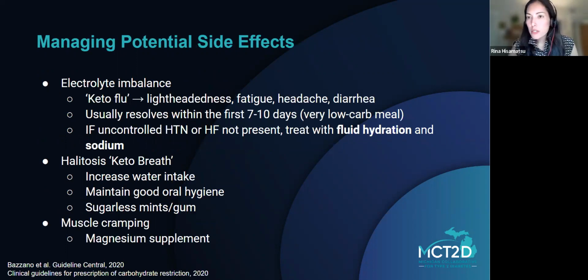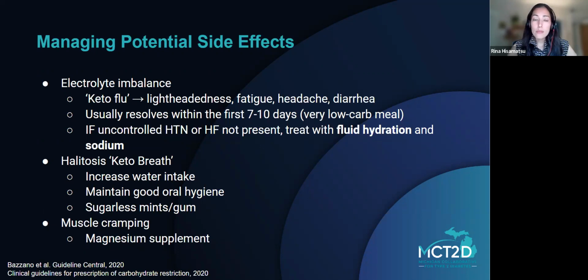Alrighty, so next we're going to be talking about managing some potential side effects. So first and foremost, electrolyte imbalance. As I mentioned earlier, this is known as the keto flu. It usually is made up of symptoms such as lightheadedness, fatigue, headache, and diarrhea. Typically, keto flu occurs at the very beginning of transition to a very low carbohydrate meal plan. Oftentimes, it's resolved on its own within the first week.